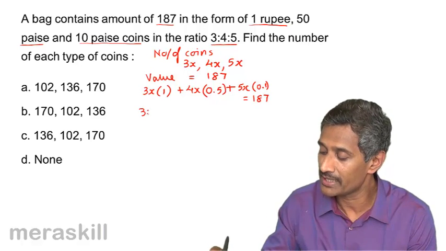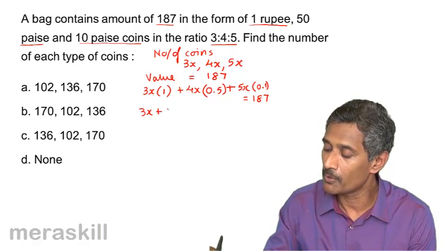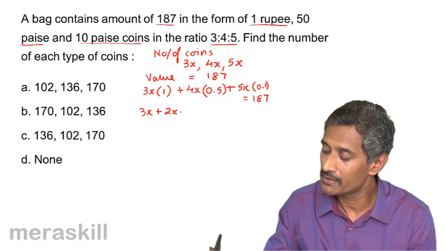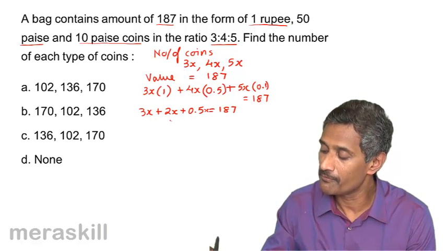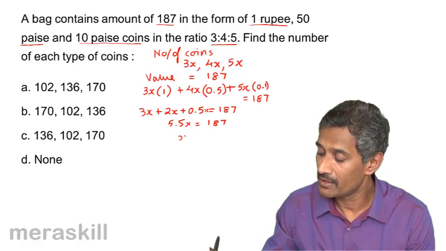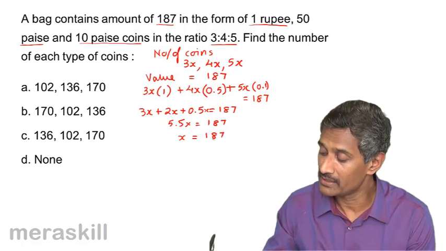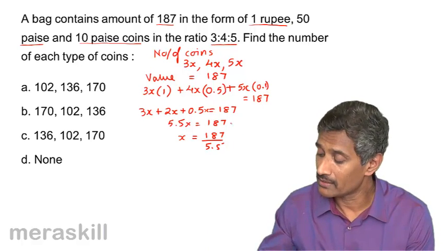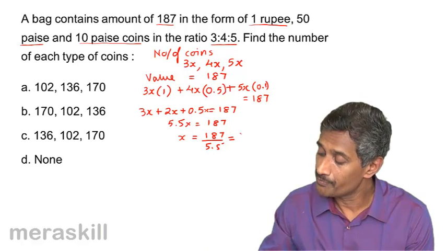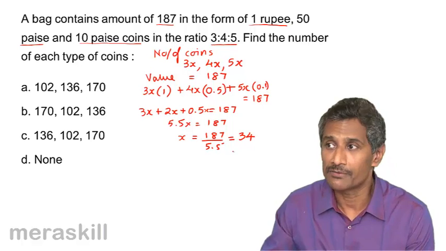So that gives you 3x plus 4x into 0.5, which is 2x, plus 5x into 0.1, which is 0.5x. This adds up to 5.5x, which is 187, and x will turn out to be 187 by 5.5. If you quickly calculate with your calculator, it turns out to be 34.